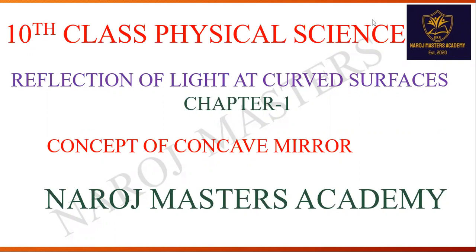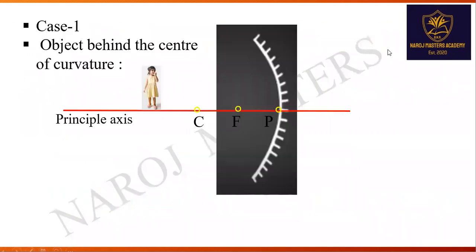In this video, I am going to explain the concept of concave mirrors from the chapter Reflection of Light at Curved Surfaces. Look at case 1, when an object is placed beyond the center of curvature. If you place an object beyond the center of curvature in front of the concave mirror, where will we get the image of the object? So look at here.